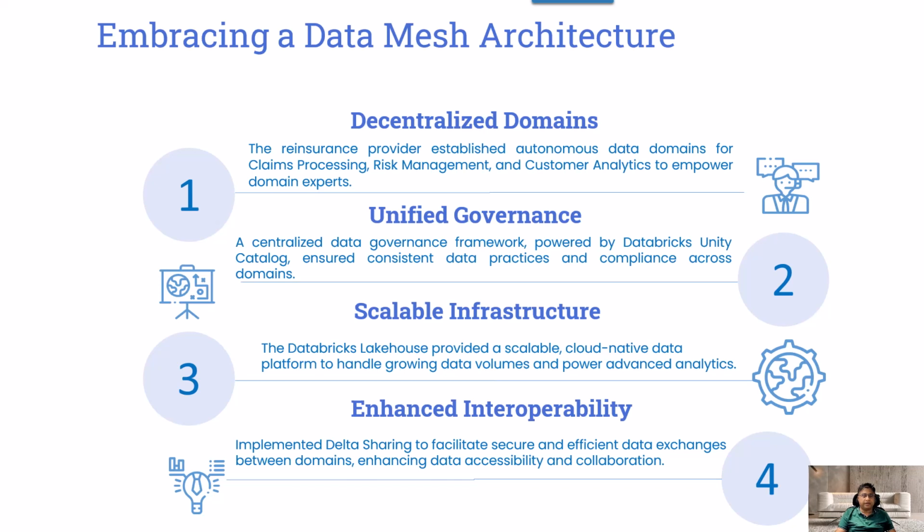So you might be thinking why we have chosen data mesh. It was very obvious that data mesh, for reinsurance providers, provides autonomous data domains for claim processing, risk management, and customer analytics. And that is where it breaks the data silos. That is why we have chosen the data mesh architecture. We embraced the data mesh because we want to achieve these decentralized domains. Another requirement was a centralized data governance framework, powered by Databricks Unity Catalog, which ensures consistent data practices and compliance across all the data domains.